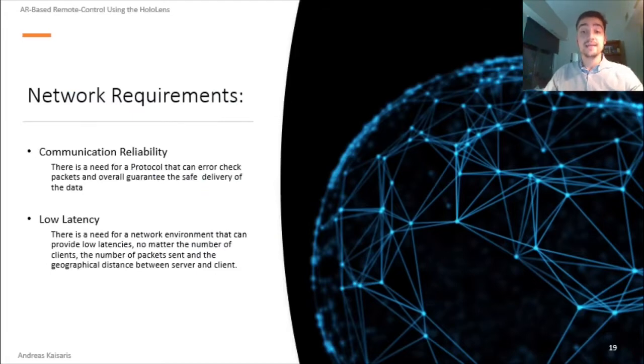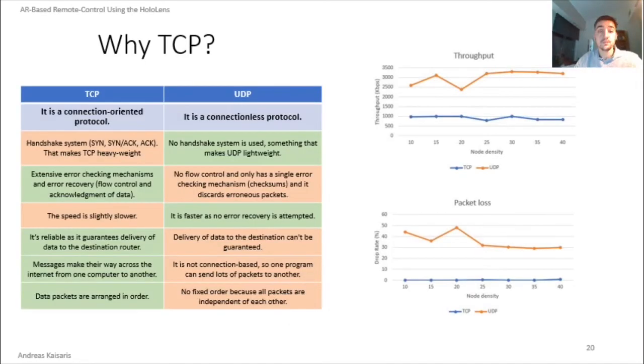When designing the TCP server, there were two key requirements that were considered: the communication reliability that can be provided by a protocol with good error checking mechanisms, and the low latency that is only possible with a network environment that provides high-speed communications no matter the number of clients, the number of packets, and the geographical distances between server and client. As mentioned before, the networking protocol used in this project is TCP. The decision was only made, however, after the comparison with another broadly used protocol, the UDP, showed that TCP is one of the most reliable protocols.